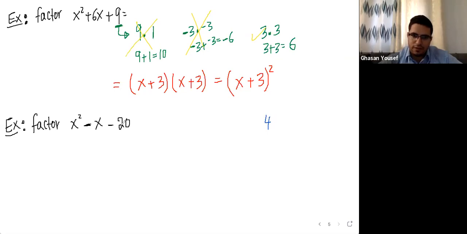For minus 20, here we have minus. 4 times 5 is 20 positive. So give me, for example, minus 5 and plus 4. Yeah, for example, minus 5 times plus 4. What else?